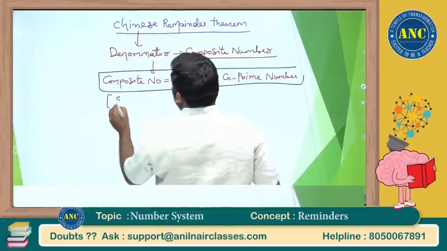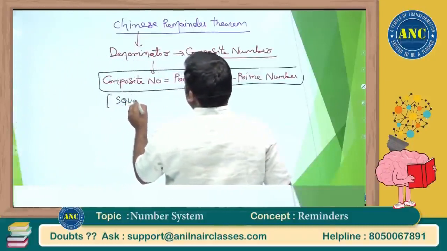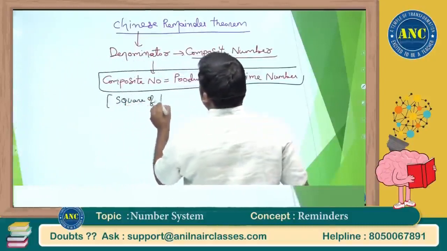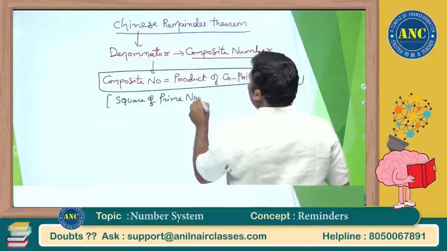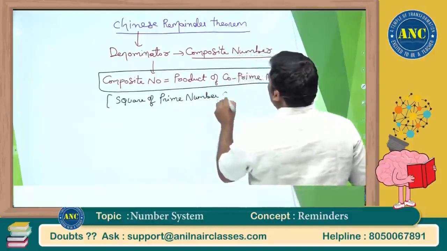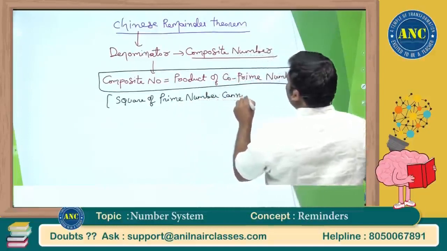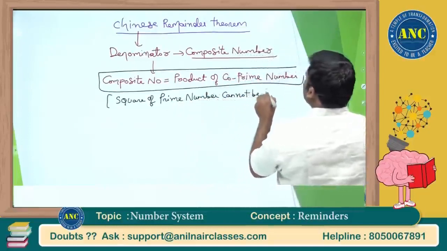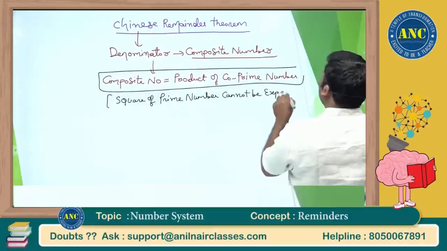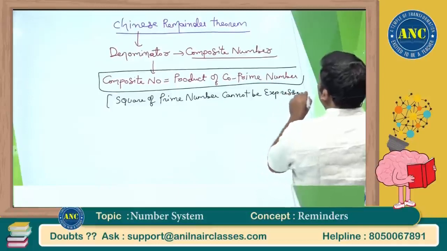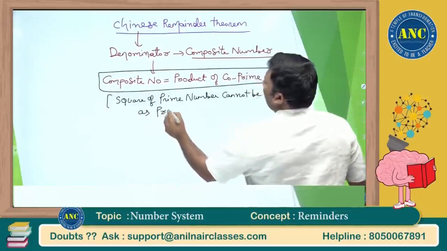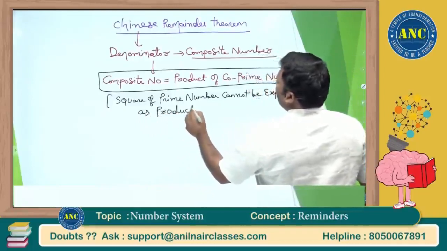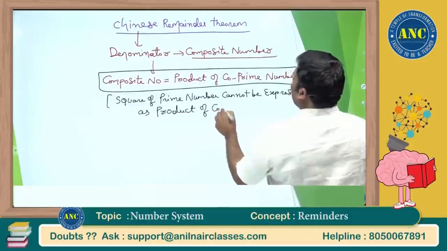Now, square of a prime number. You take a prime number and square it. Square of a prime number cannot be expressed as a product of coprimes. That is the demerit of Chinese remainder theorem.